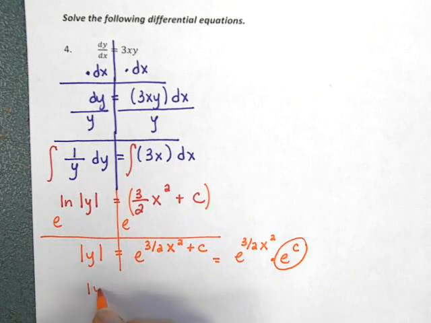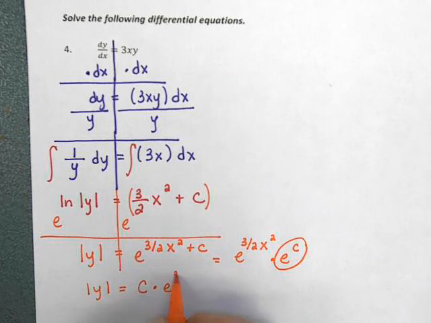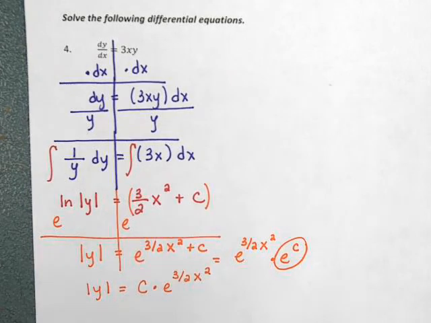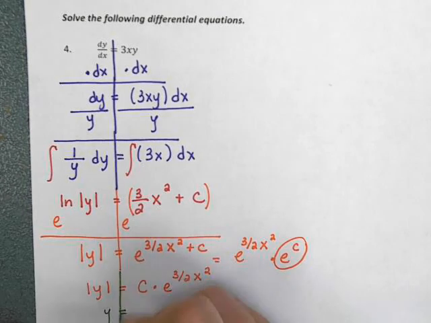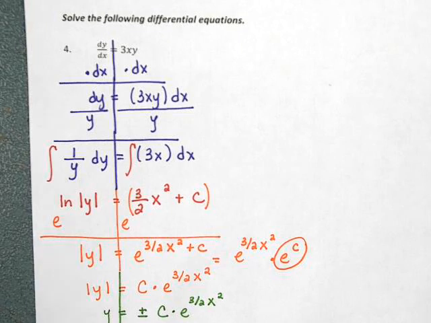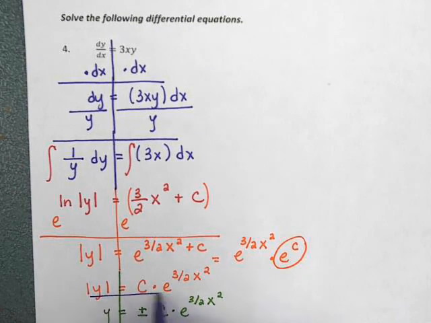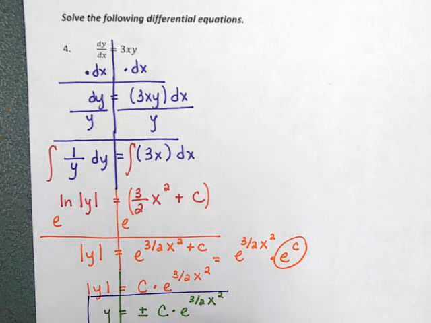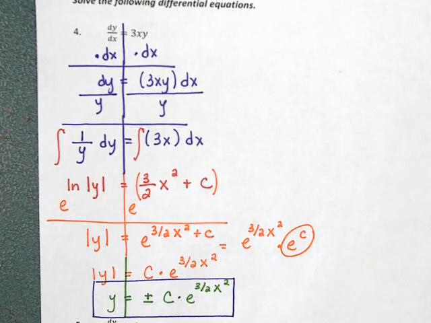So we could rewrite this equation as the absolute value of y equals c times e to the 3 over 2 x squared. Now the last step is to try to get that absolute value to go away. But since an absolute value problem always has two answers, in order to make the absolute value go away, we need to put plus or minus c times e to the 3 over 2 x squared. And that would be your final answer. That's your general solution. The reason it's a general solution is we haven't pinned down an exact value of c.